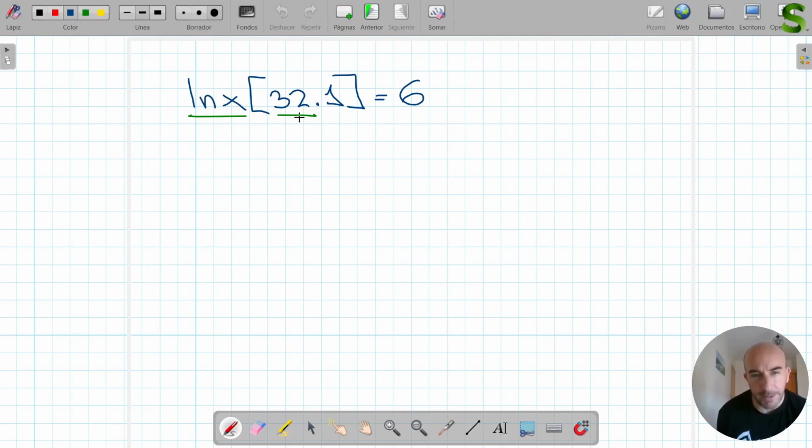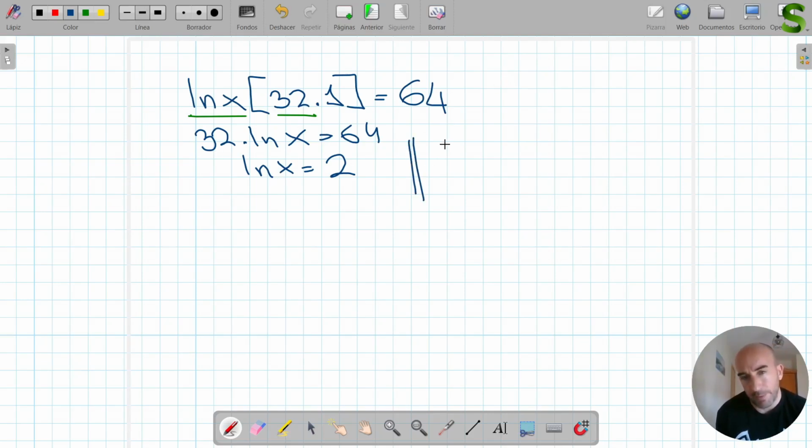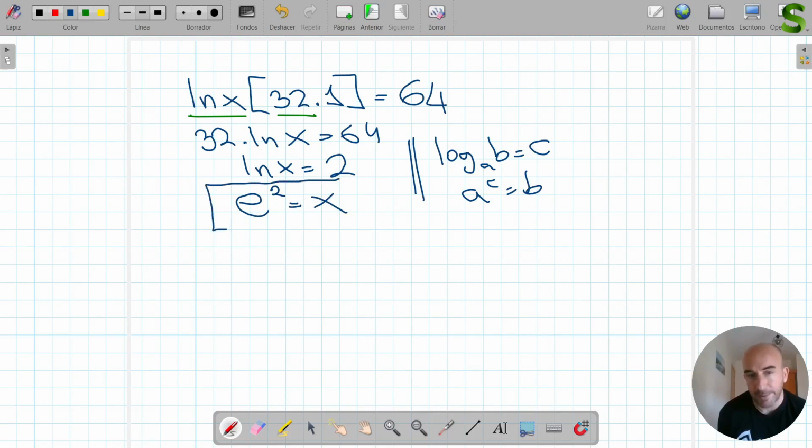Okay, so what does this mean? 32 times logarithm of x has to be 64. So 32 times logarithm of x equals 64. Logarithm of x equals 2. And then the base of the logarithm, the natural logarithm, is e. So remember the definition of logarithms, which says logarithm in base a of b equals c, therefore a to the power of c equals b. So the base here instead of a is e, so e to the power of 2 equals x. So that's my answer.